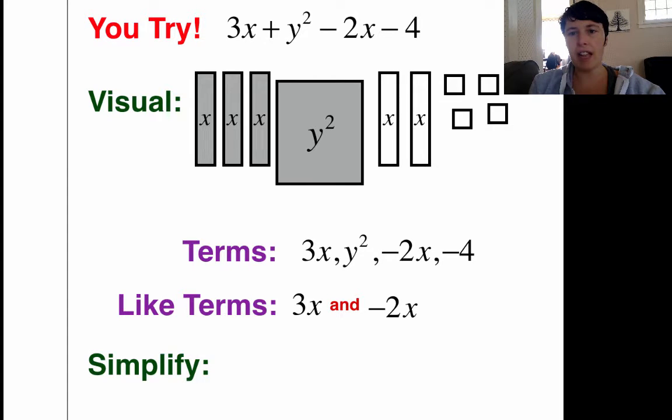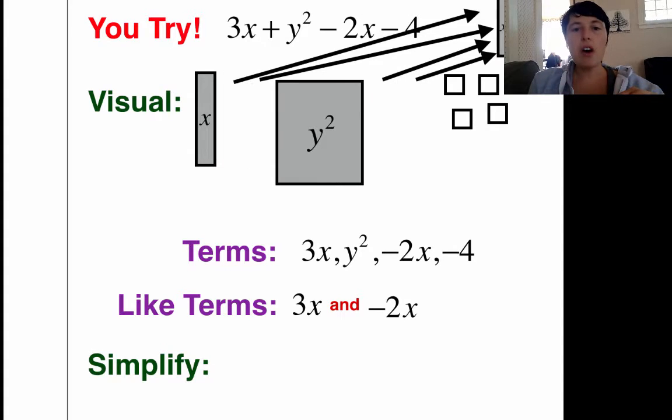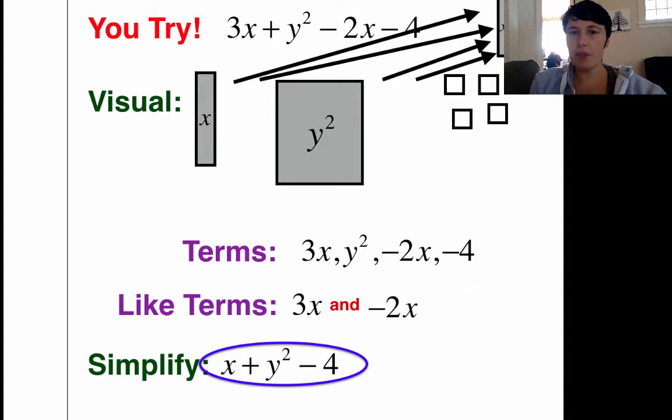Okay, let's simplify. Let's take things off. Well, we can take off 2 positive x's and 2 negative x's because that's a bunch of 0 pairs. And if those go away, look what we're left with. We still have an x, we still have a y squared, and we still have negative 4. So x plus y squared minus 4 is your solution, is your simplified expression.